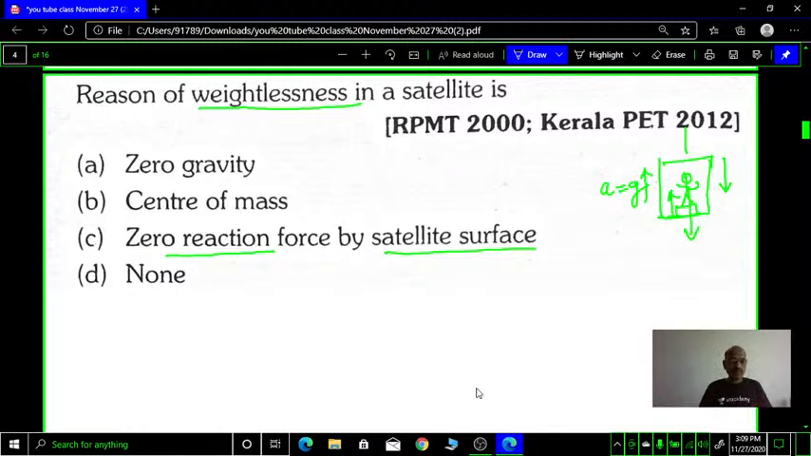So that's why the astronaut will feel weightlessness. There is no reaction force exerted by the satellite surface on the astronaut. We are able to walk on the surface because our foot presses the earth, which gives the reaction force. In a similar way, there is no reaction force by the satellite surface, that is why we feel weightlessness. So the correct option is C. Let us go for the next one.